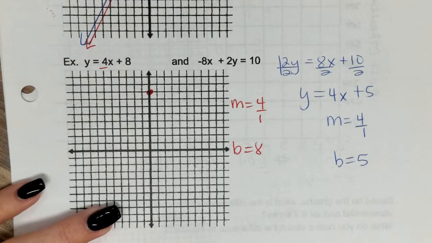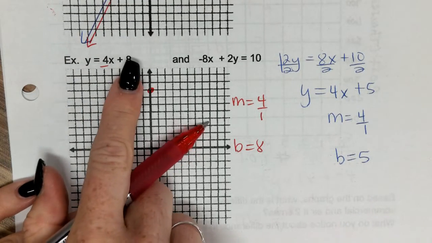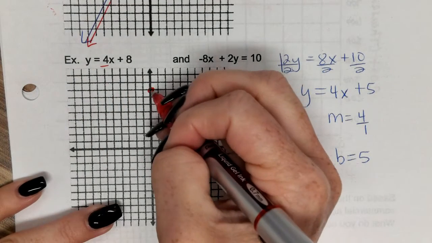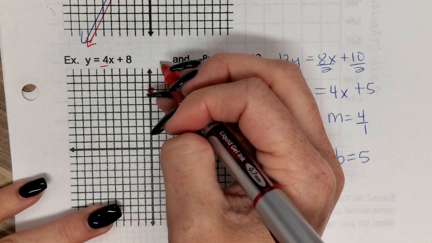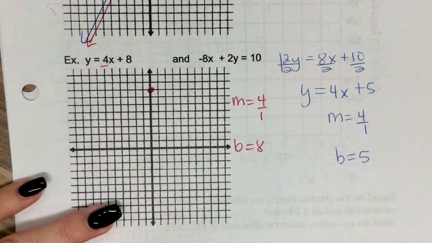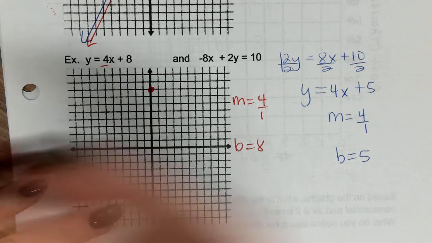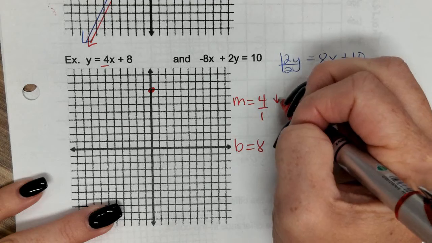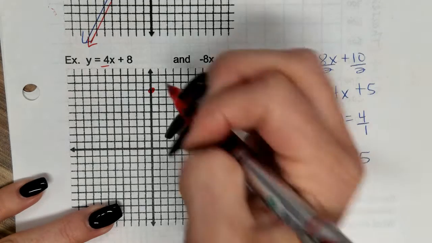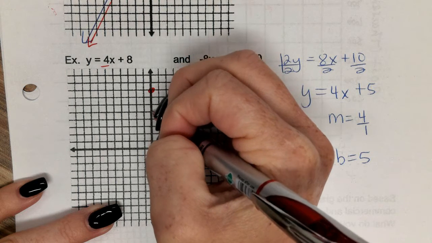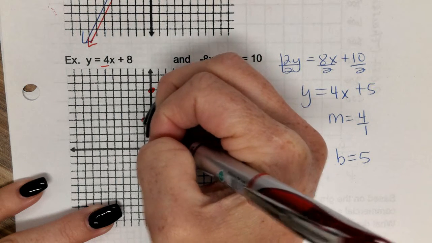Okay, so let's talk about this one. If my y-intercept is 8, can I rise 4 and run 1 and stay on the graph? No. So instead of going up and right, I'm going to need to go down and left. So I'm going to go down and left because 2 negatives make a positive. All right, so down 4, left 1.